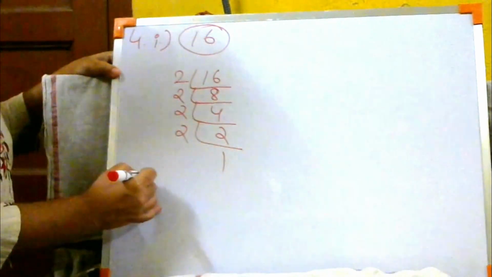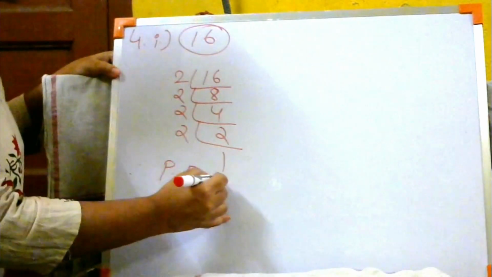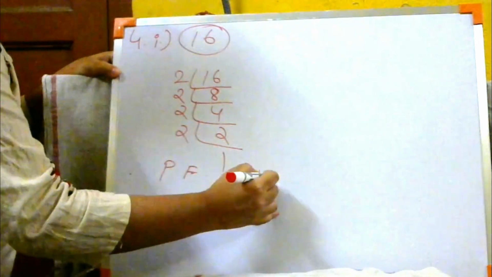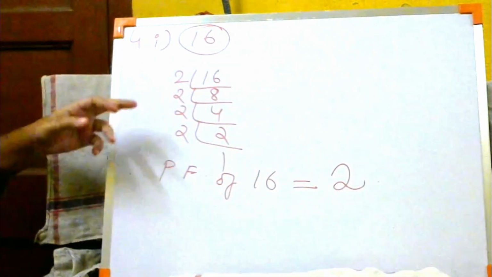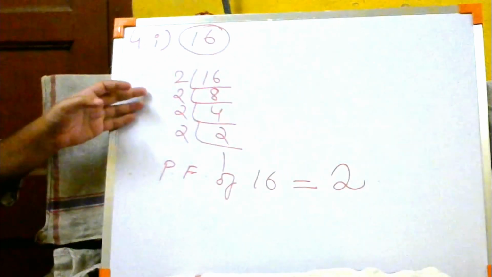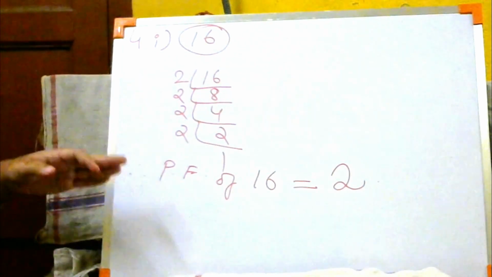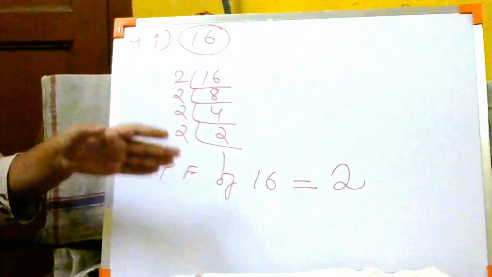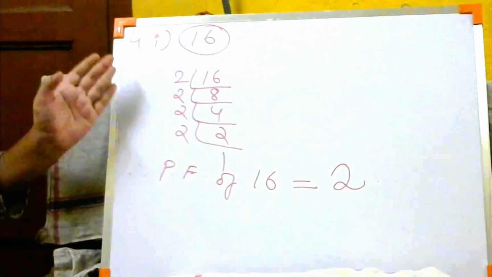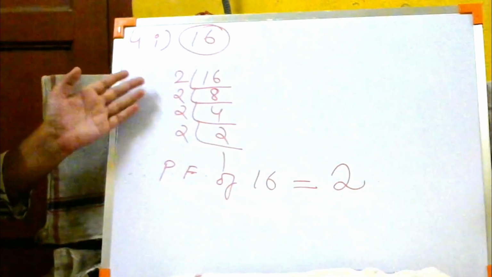So therefore, prime factor of 16 is equal to 2. Clear? Over here only one number is there, that is only 2. The number 2 is only repeating. So over here prime factor of 16 is 2. Now never confuse LCM with prime factor. LCM has its own rules, prime factor has its own rules.